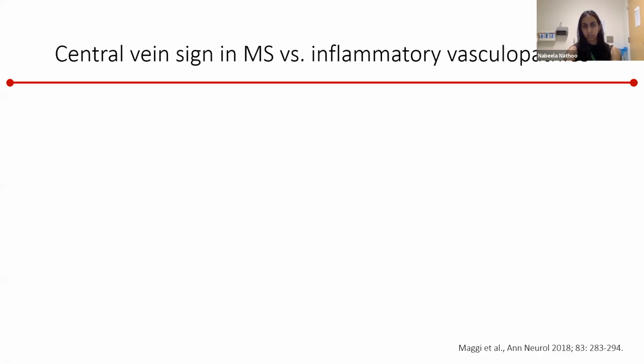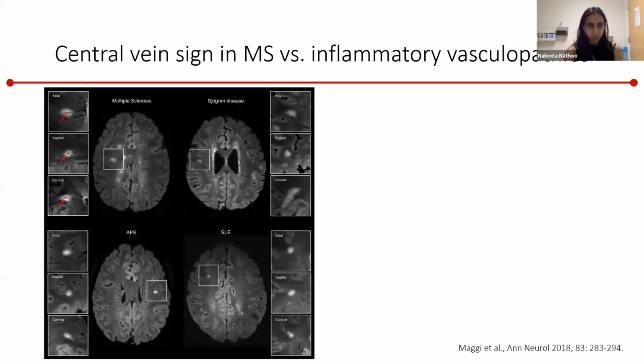So this study had looked at the central vein sign in MS versus these inflammatory vasculopathies, which includes things like Behçet's disease and lupus and CNS vasculitis and a number of others. And so hopefully this projects well, but on the leftmost side, you can see an MS lesion. And in this axial plane, you can see a hypointense line just running through the lesion. And then in the sagittal, you can see a dot. And then in the coronal, you can again see a line going through that.